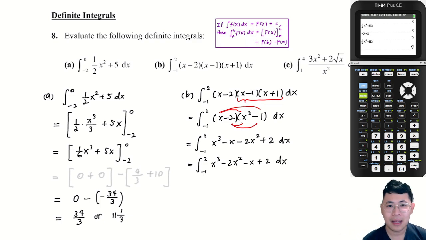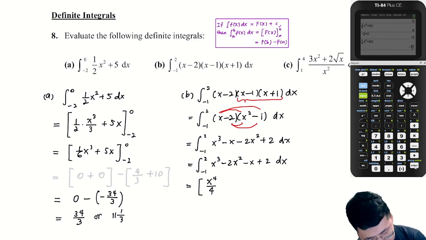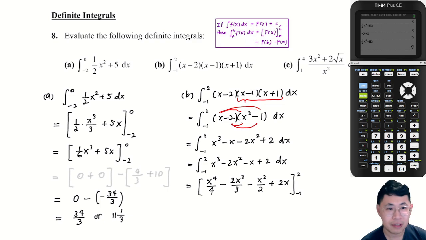Okay, something like that. Now let's integrate. Integrating this: power plus 1 over the new power, power plus 1 over the new power, power plus 1 over the new power, plus power plus 1 over the new power. Okay, so integrating from negative 1 to 2. Now, obviously this is very long, so let me key it in.